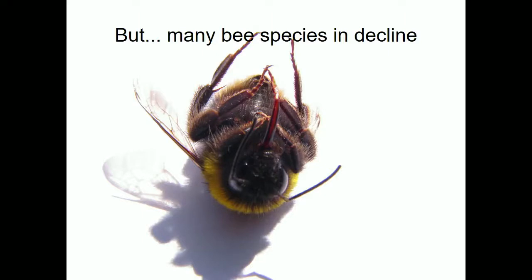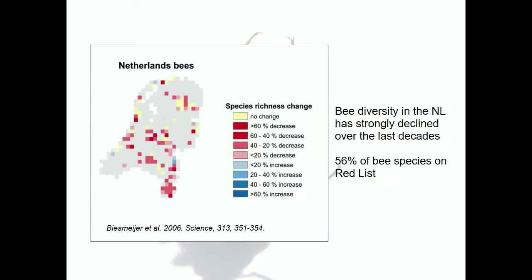But many of these wild bees have been declining over the last couple of decades. This graph, probably many of you will know it, is from the study by Koos Biesmeijer and colleagues, published in Science. It shows the change in bee species richness in the Netherlands in grid cells, comparing the period before and after 1980. Red is bad news, and as you can see, the Netherlands is turning rather red, which means bad news for bees.